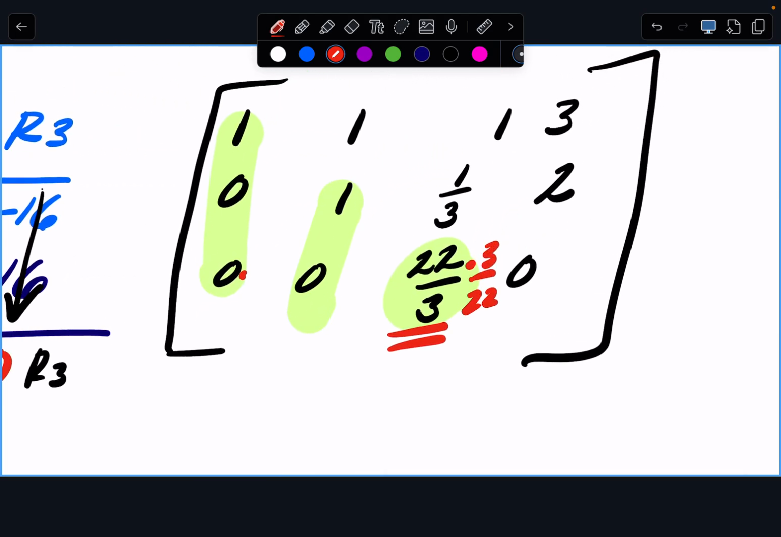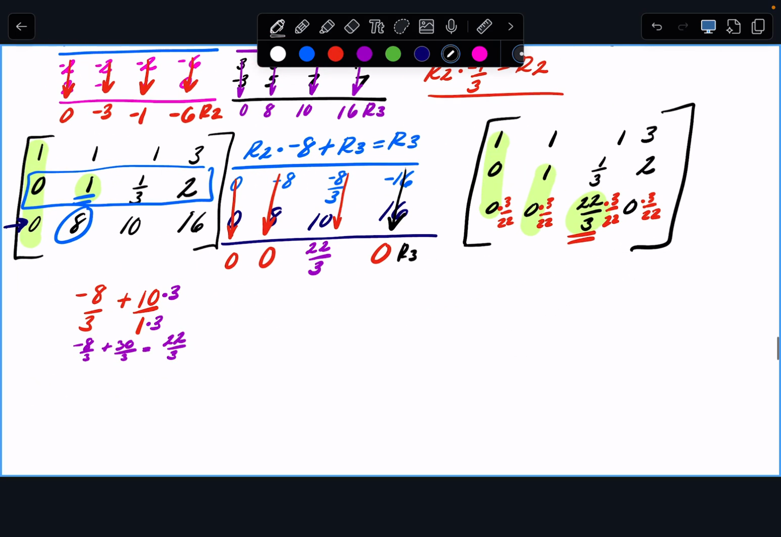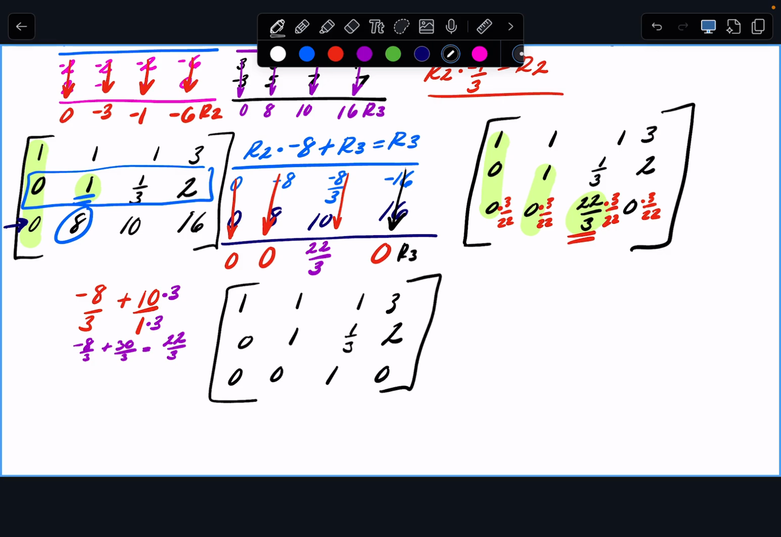But you've got to do it to everything on that row. So times by 3 over 22. Times by 3 over 22. Times by 3 over 22. We're lucky that they all equal 0. Good point. So we have 1, 1, 1, 3, 0, 1, 1/3, 2. Now we have 0, 0, 1, 0. Luckily, you got rid of that nasty fraction.